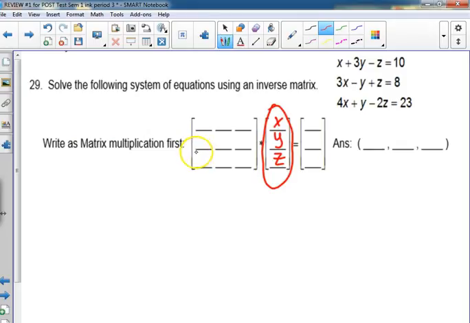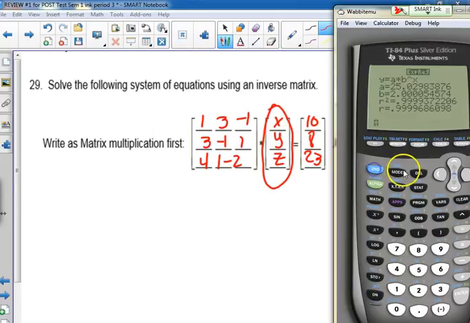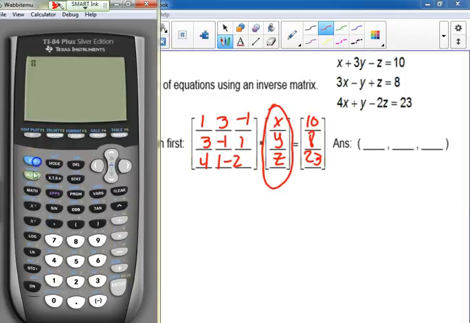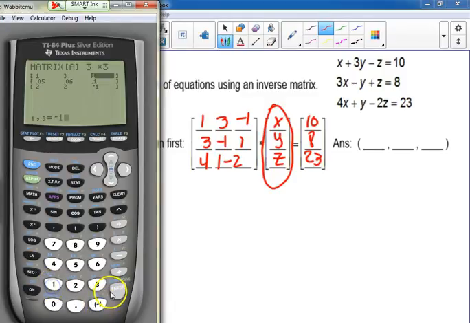Do you want me to go over how to do this again? Okay. 1, 3, negative 1, 3, negative 1, 1, 4, 1, negative 2, 10, 8, 23. Now we have two options. It says to use inverse. If you did that, you would put this as a 3 by 3: 1, 3, negative 1, 3, negative 1, 1, 4, 1, negative 2. I hope I put those in right.